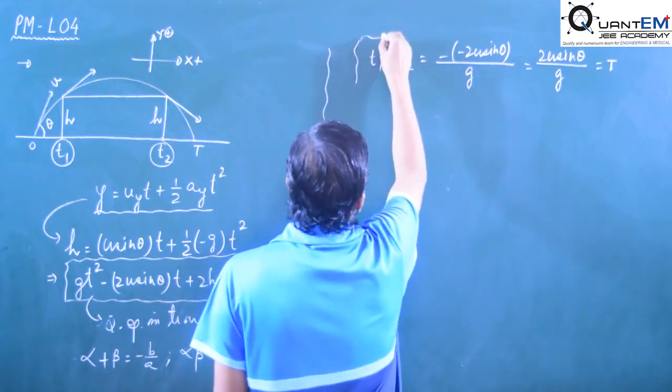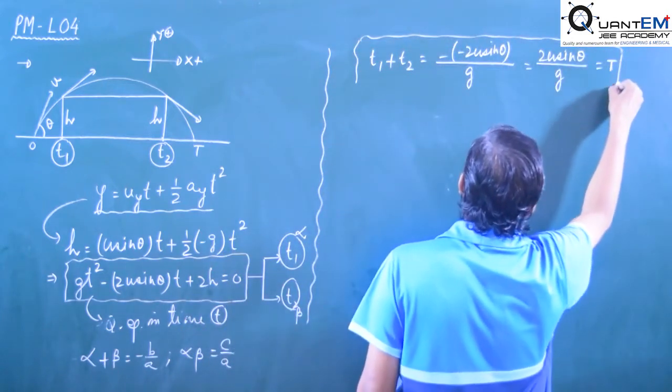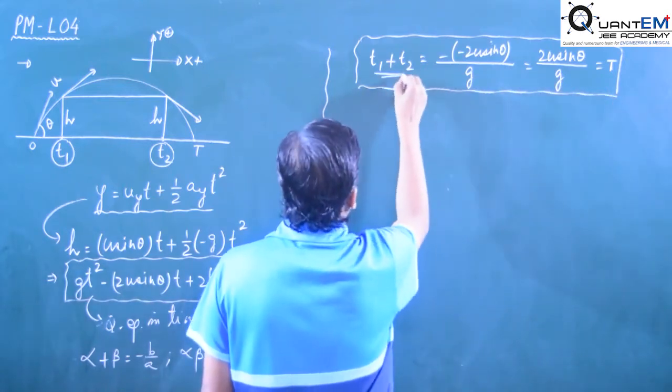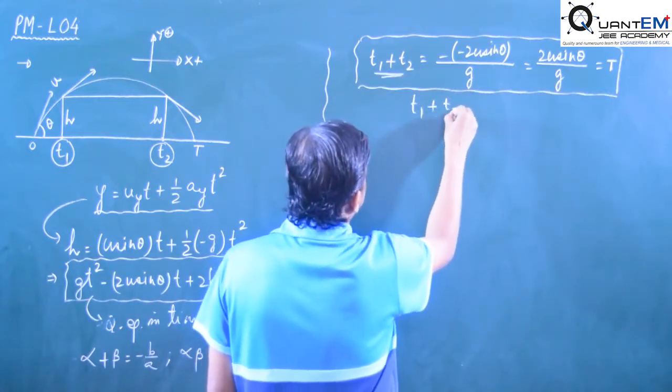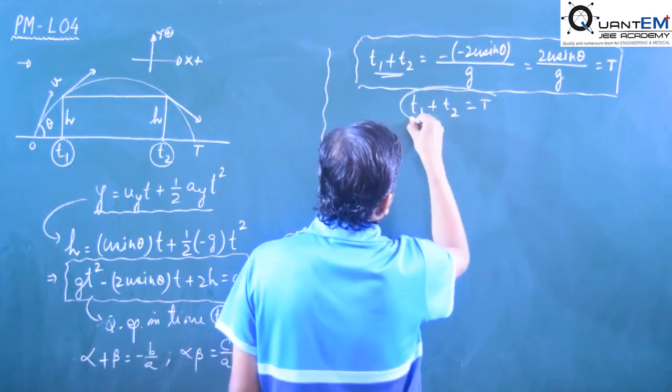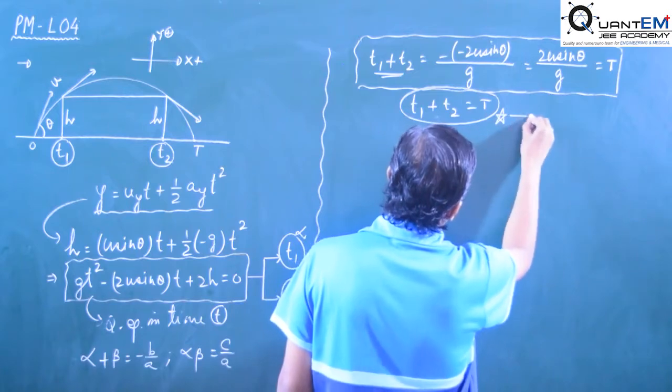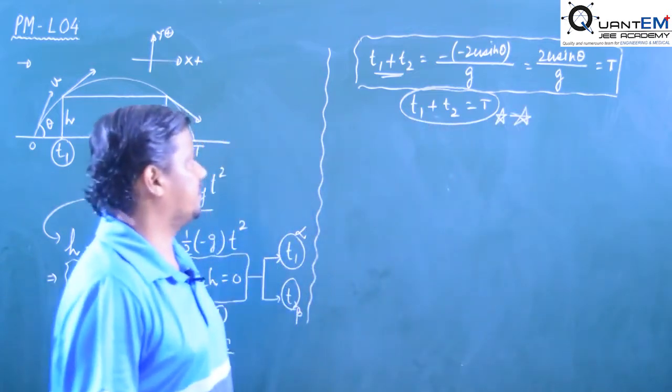So if at two different times the heights acquired by a projectile are equal, then the sum of these times is always equal to what? The time period of the projectile. This result you have to remember.